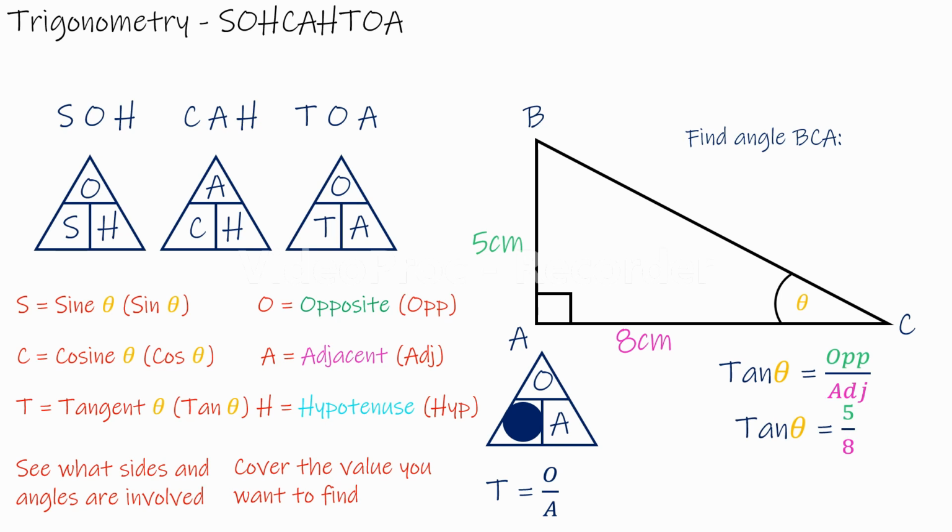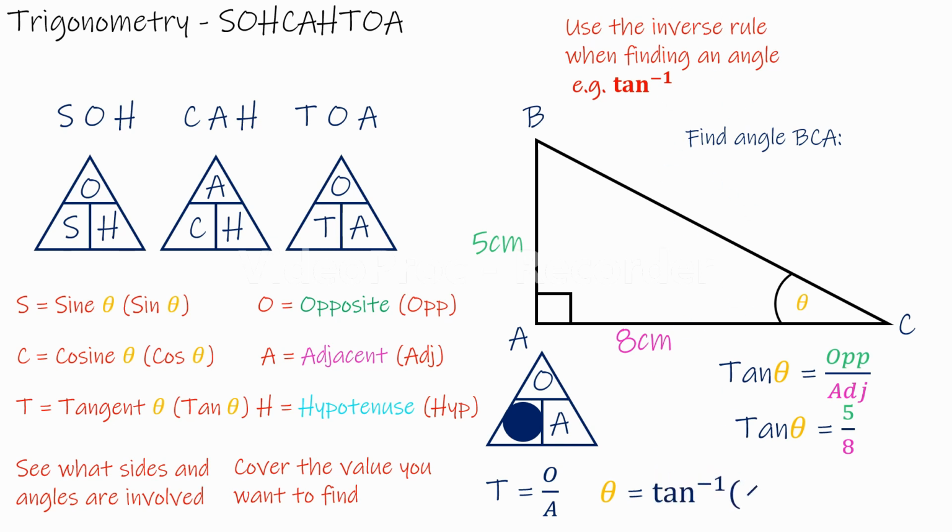However, here is where things start to get a little more complicated, as we don't want tan theta, we want theta on its own. This means we need to use the inverse rule, and this is only for finding an angle, which is tan to the power of minus 1. Once again, towards the end of the video, I will go over where this is on the calculator, and this will definitely not be asked on a non-calculator test. So, we can now rewrite theta as tan to the minus 1 brackets 5 over 8. Remember to include your brackets, otherwise it will come up with a math error. Now, typing this into the calculator, we get an answer of 32.01 degrees to 2 decimal places.